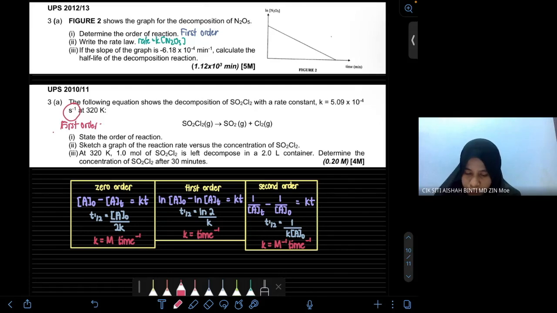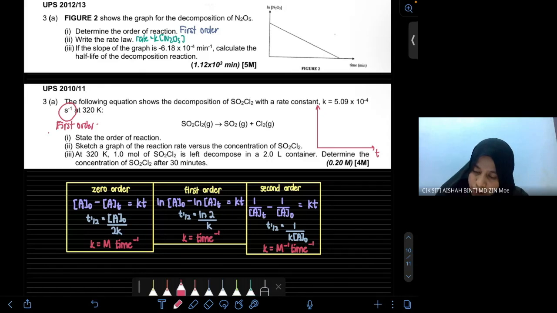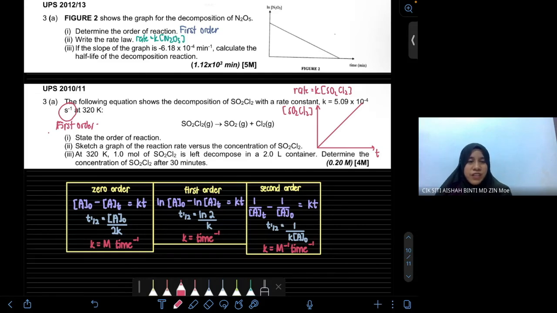Yang ini, question 2. Sketch a graph on the reaction rate versus the concentration. Okay, so from here, contohnya kalau Miss buat concentration against time. So ni time, ni concentration of SO2Cl2. Okay, so from the rate law, we know that rate is equal to K SO2Cl2. So since it is a first order, it's directly proportional. So kita buat macam ni lah. Ni saja. Tada. Okay, so actually graph ni pun kamu kena tahu juga. So that's it for this question.